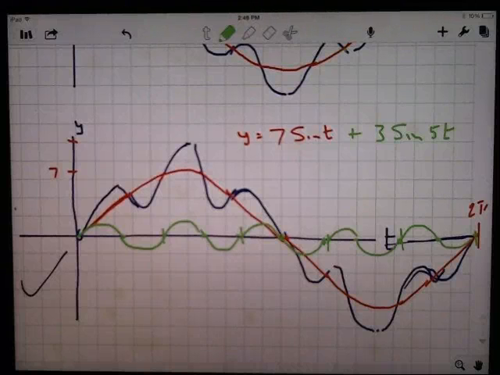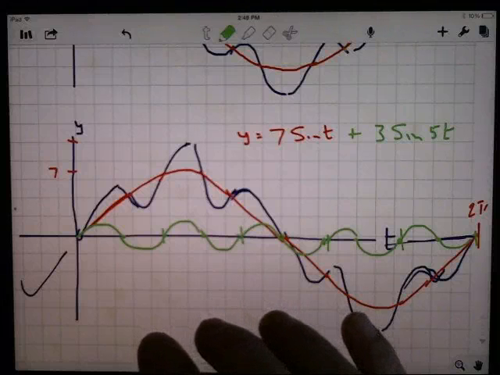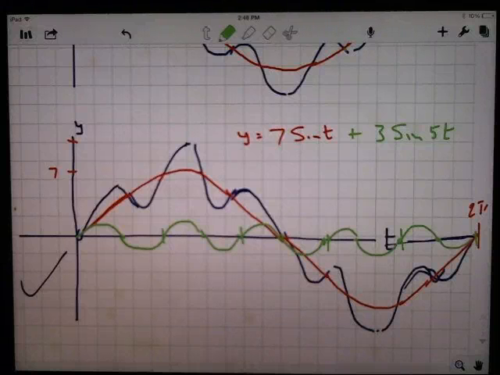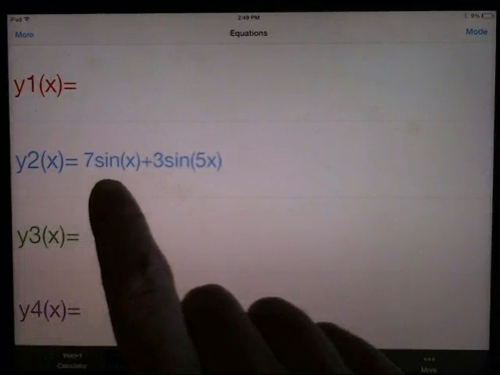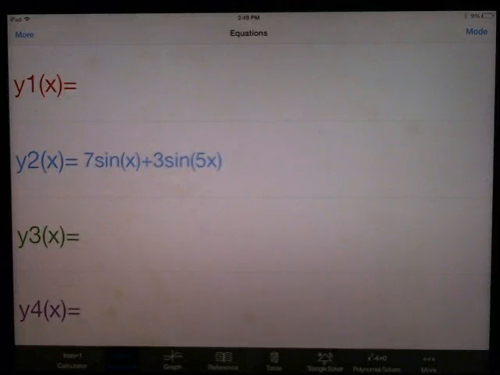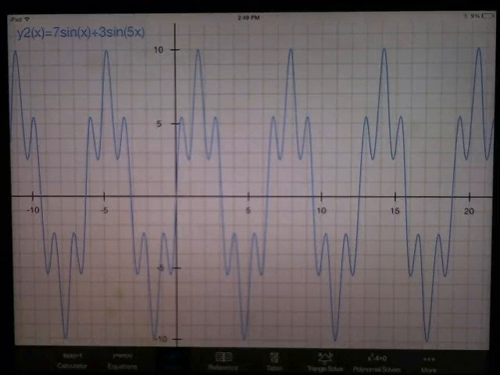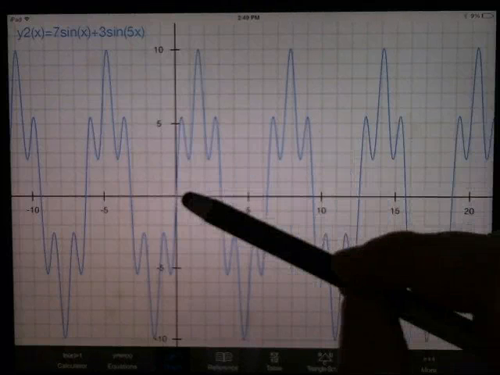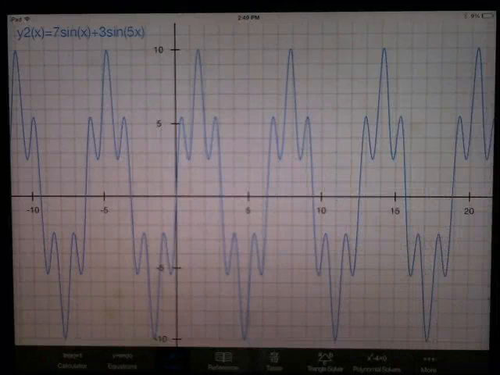Let's take a look at that graph now. I'm going to put this into the graphing calculator. No, it's the graphing app. Alright, I've typed it in here that I've got y equals 7 sine x plus 3 sine 5x. And I look at the graph, and here's 0 to 2 pi right here. And does it do what we wanted it to do? It's up, down, up, down, up. I think it looks pretty good, and then it repeats itself.